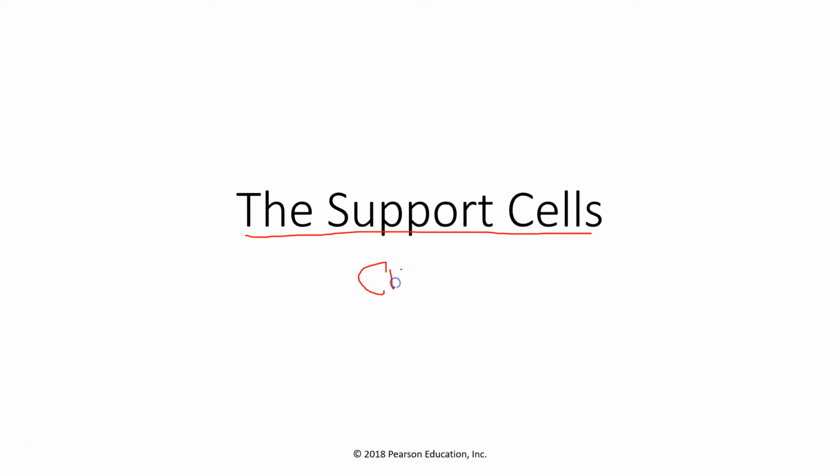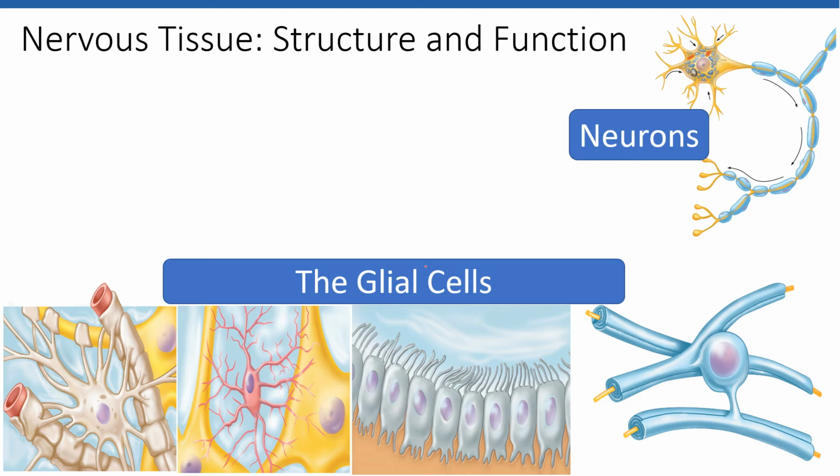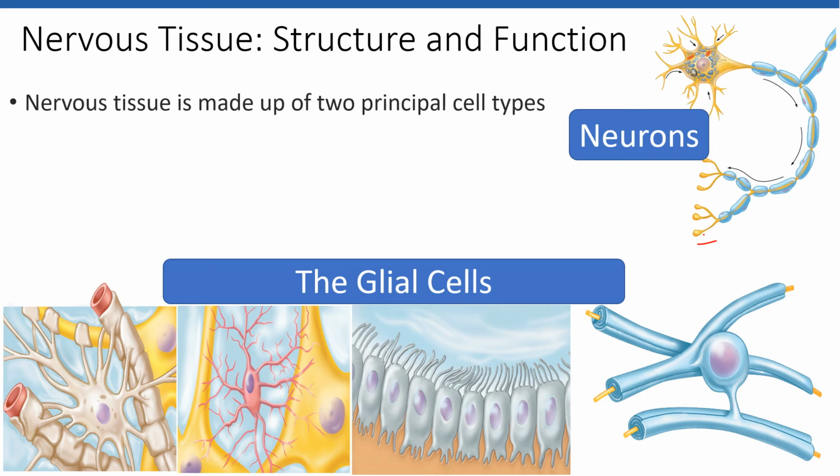The support cells that we find in the central nervous system, in the CNS, okay? These next four cells we only find in the CNS. So we actually have five here. We have a neuron. Neurons are the key player when we're talking about cells in the nervous system. But in the central nervous system, not only do we have neurons, but we also have these support cells. Collectively, these support cells are called the glial cells. Okay, the support cells are called glial cells.